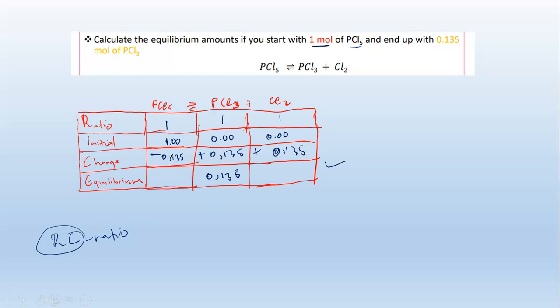Now let us determine here. We're going to say 1 subtract 0,135. How much do we get? We get 0,865. Same applies here. We're going to say this plus that. It's going to be 0,135. And therefore, this is our final answer. Calculate the equilibrium amounts if this is true. So we don't need to calculate Kp or Kc. Number one, we do not know the states of our substances, so we do not know which one to include and which one to exclude. You see? So this is the final answer for this example.